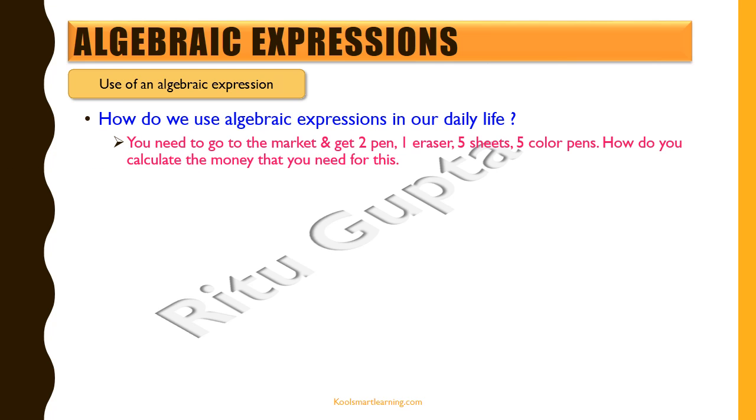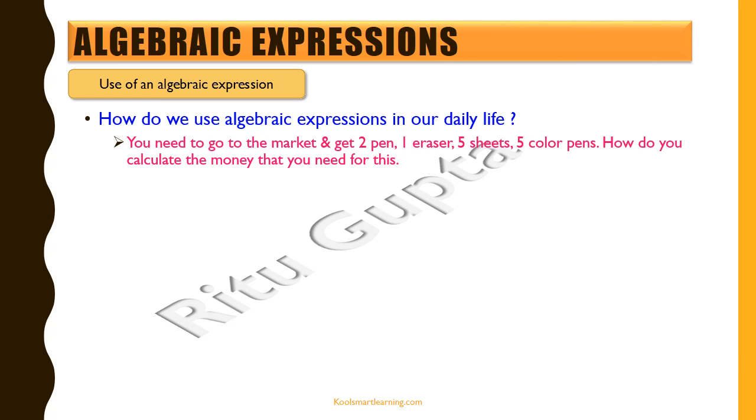First of all, supposing you need to go to the market and get 2 pens, 1 eraser, 5 sheets, 5 color pens. How do you calculate the money that you need for this? We can create an expression of the type 2p, where p is the cost of the pen, plus e, where e is the cost of the eraser, plus 5s, where s is the cost of the sheet, plus 5c, where c is the cost of the color pens, and that will give you the total cost.